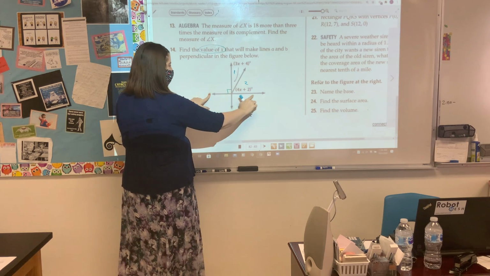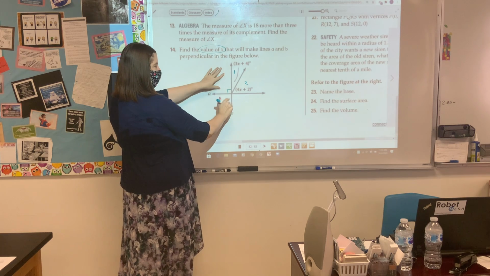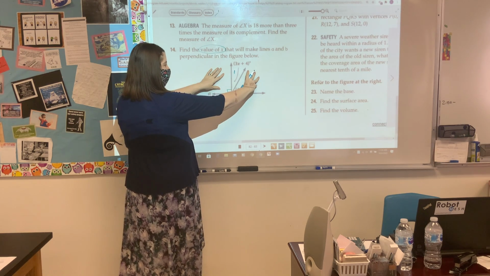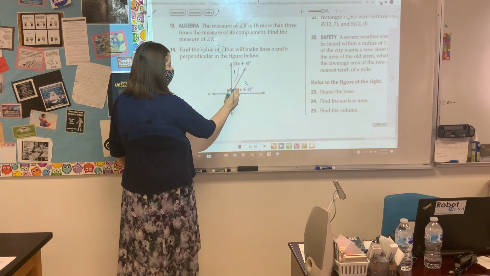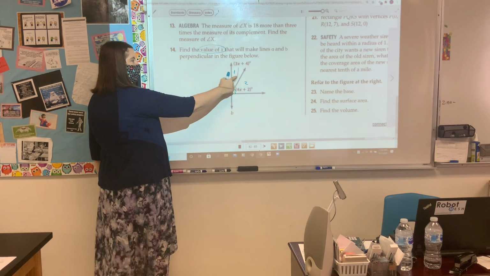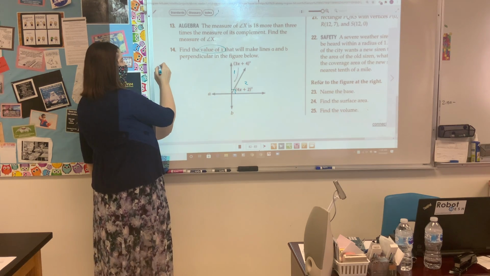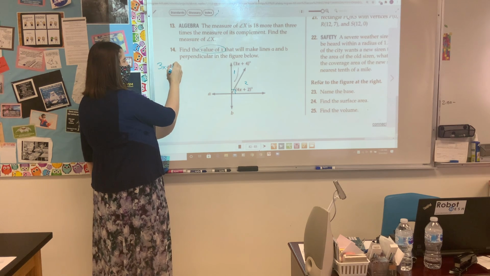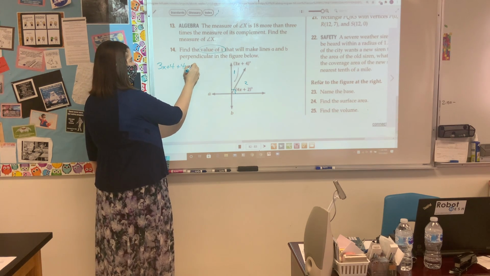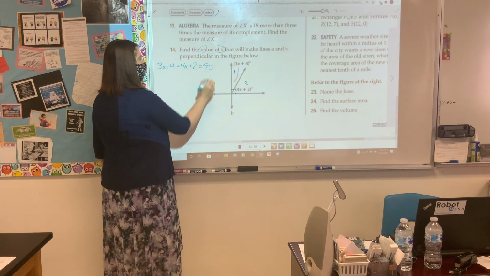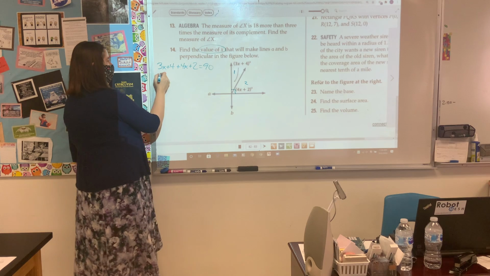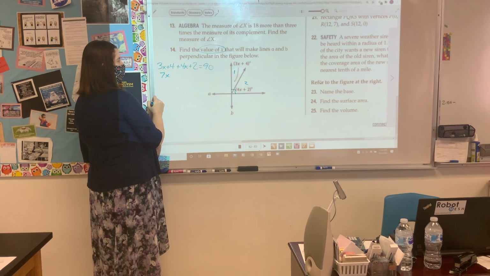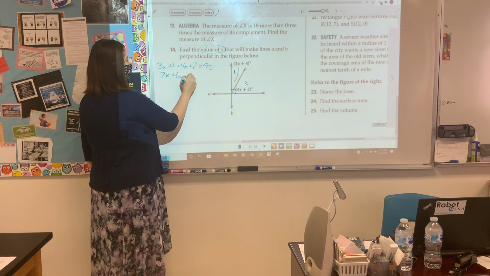Because this is a straight line, this angle and this angle are linear pairs. If they're perpendicular, this means that this has to be 90 as well. And so these two will add up to be 90. So I can say 3x plus 4 plus 4x plus 2 equals 90. You can combine like terms, right? So 3x plus 4x is 7x, plus 6 equals 90.